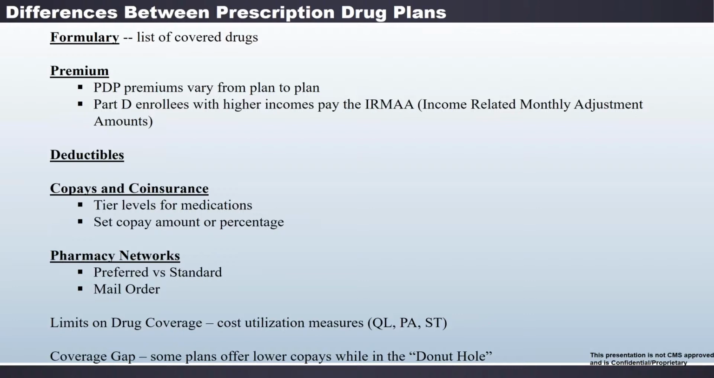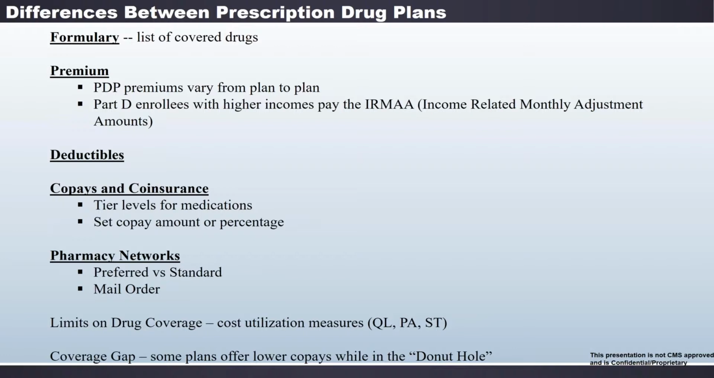Now, what you're going to see really happen is that the premium, in other words, your monthly payment, will vary on how rich that formulary is. The one that only had the 2 would probably be a lot less expensive than the one that carried all 12. But PDP premiums vary from plan to plan based on how rich that formulary is. And Part D enrollees with higher incomes pay an income-related monthly adjustment amount. That's known as Part D IRMAA.